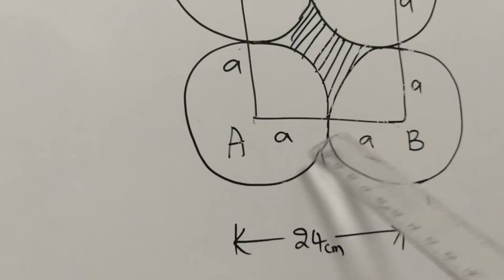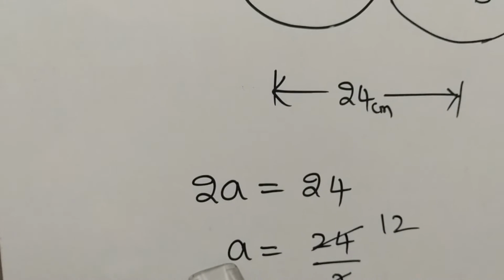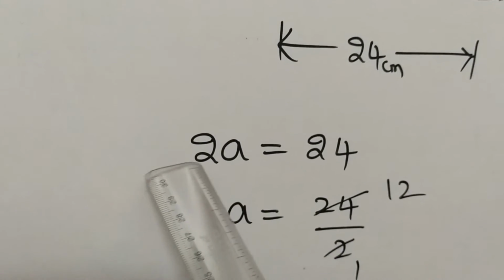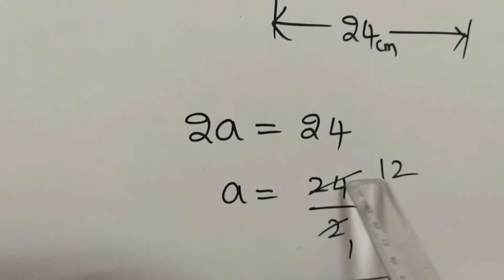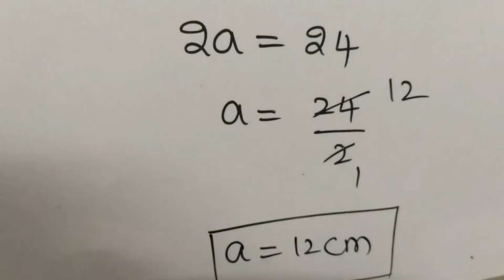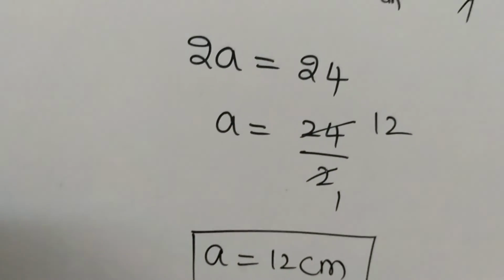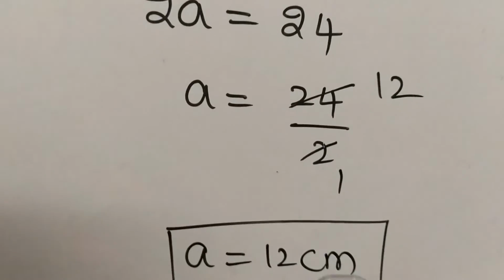Nothing but a plus a, 2a value is given 24. From this we will find the value of a is equal to 24 by 2. This 2 will come this side and it will become 24 by 2. 2 ones are 2, 2 twos are 4, so 12. Therefore a value is 12 centimeter. Nothing but here the radius of these sectors, that is a value, is 12 centimeter.